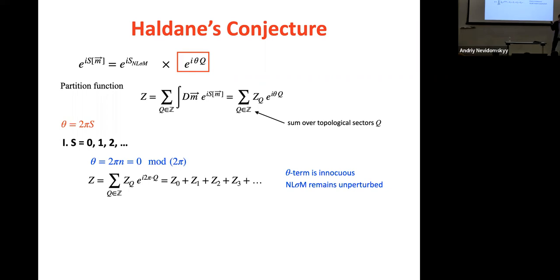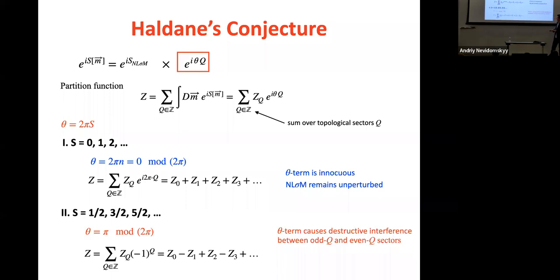And what he noted is that if S is integer, then summing over all of the topological sectors is kind of mundane, because you just get e to the power 2 pi times imaginary unity, and you just get 1. But if you're trying to do this for the half-integer spins, that's where the surprise comes in. You end up with the phase, which is pi mod 2 pi, and so you have alternating signs of all of these terms. What is the end result?